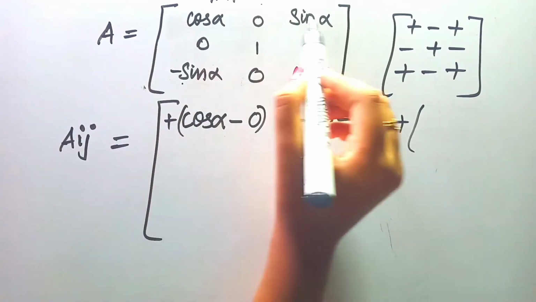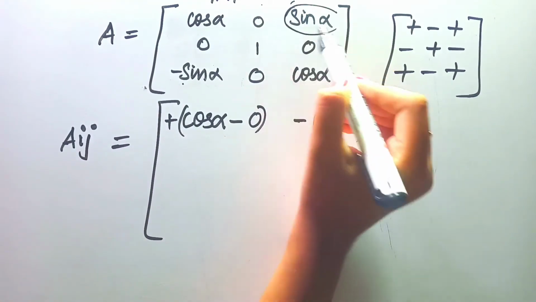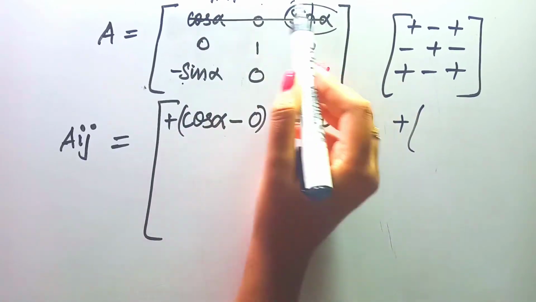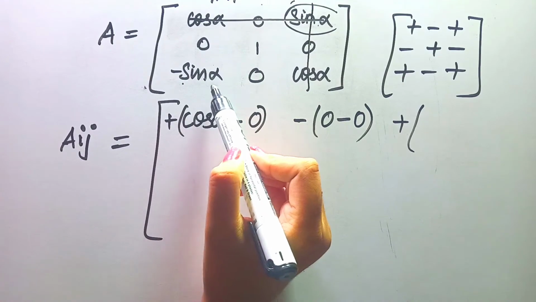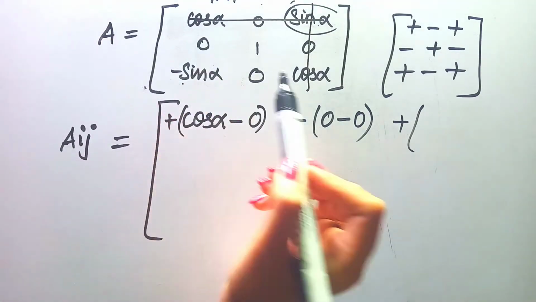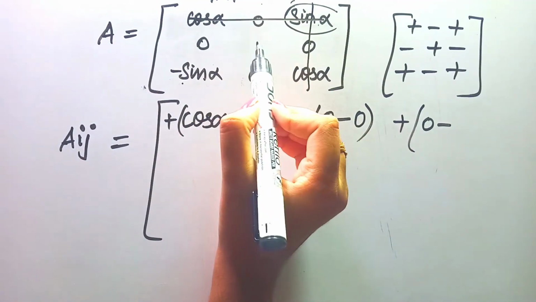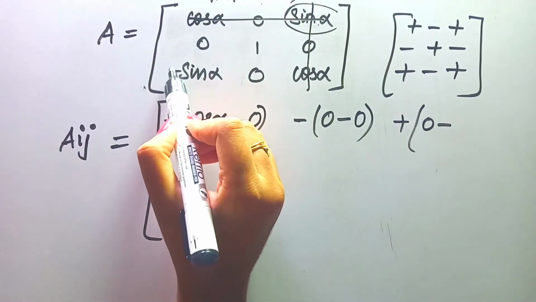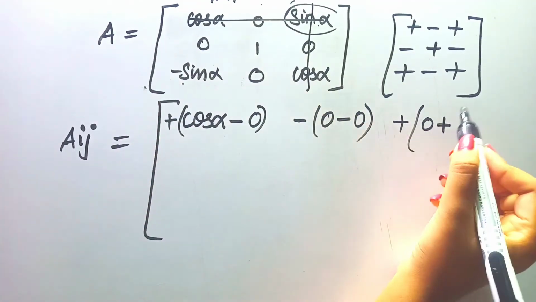Then we have to take the first row and third element, which is sin alpha. We cancel the horizontal and vertical lines of sin alpha, so that you will get 0 1 and minus sin alpha 0. First you multiply this: 0 into 0 will be 0, and we put a minus sign here. And then 1 into minus sin alpha, since there is a minus sign, it will be plus here. So minus into minus will be plus.